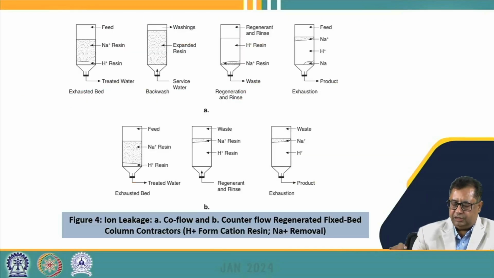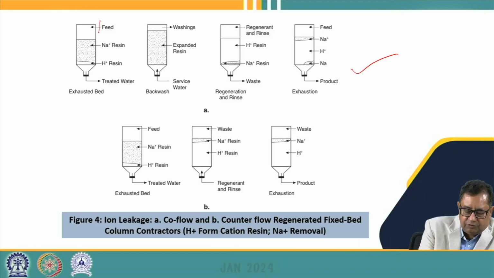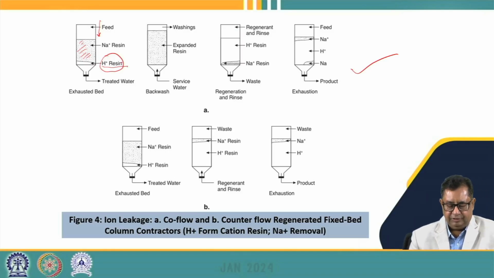You can see here that the top figure is the co-current regeneration system, in which the feed water is put onto the resin, and this resin is an H plus resin, right? So here, let's say the sodium ions are being removed by this resin. We see that the initial phases will be covered by the sodium ions, and in the lower phases we can see the H plus ions, because the H plus ions will be replaced in the top layers by the Na plus ions, but it is possible that in the lower layers some of the H plus ions remain here, right?